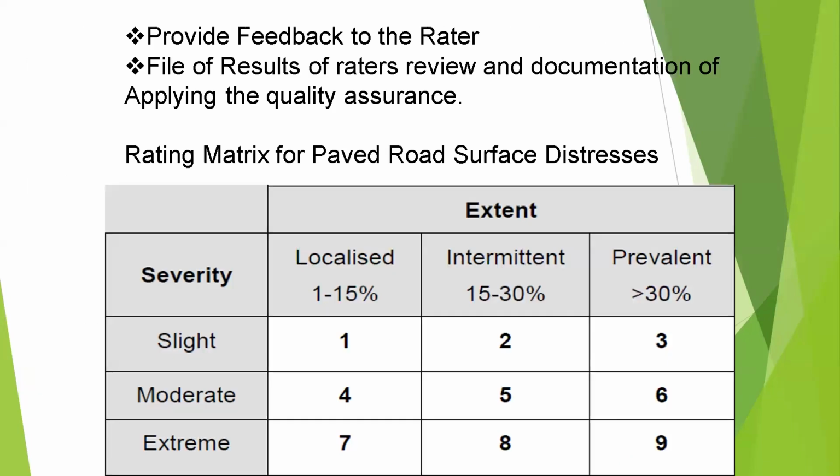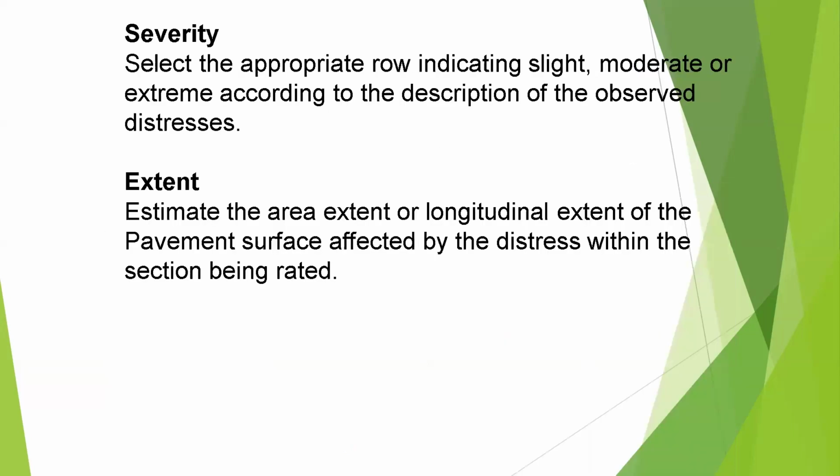So these are the rateable distresses. We rate distresses according to the severity and the extent. We have what we call localized, when the coverage is between 1 to 15, intermittent between 15 to 30, and prevalent when it's greater than 30. And that is for the extent. For the severity, you look at how to rate one of the distresses, then you know whether it is slight, moderate, or extreme.